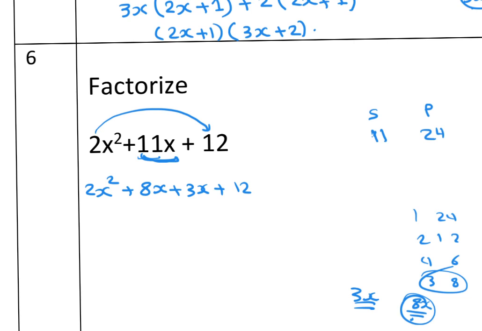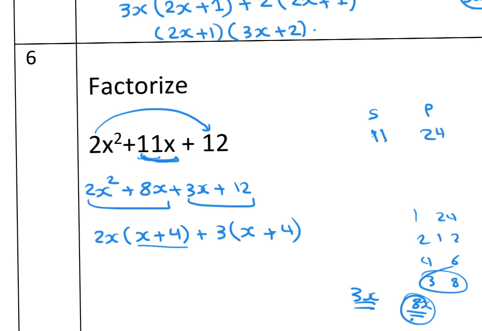Now factorize by grouping. The first two, what is the common factor? 2x. Then 2x times what equals 2x squared? x. 2x times what equals 8x? 4. And the last two, we have 3 common. 3 times what equals 3x? x. 3 times what equals 12? 4. The bracket x plus 4 is a common factor, so x plus 4 times 2x plus 3.